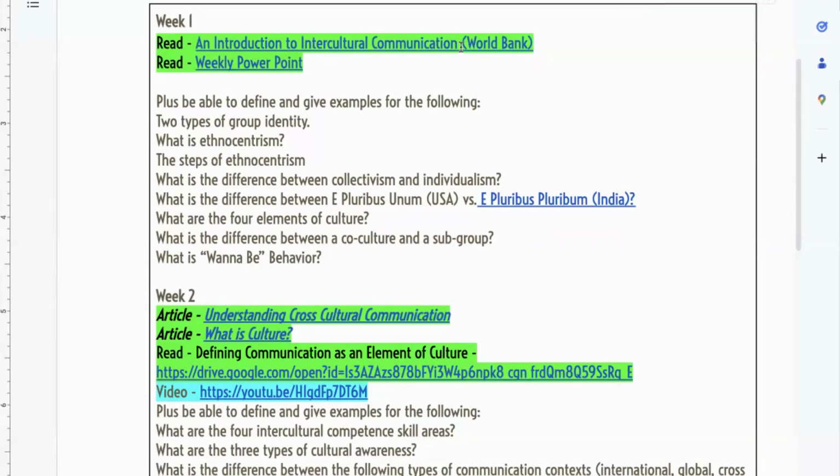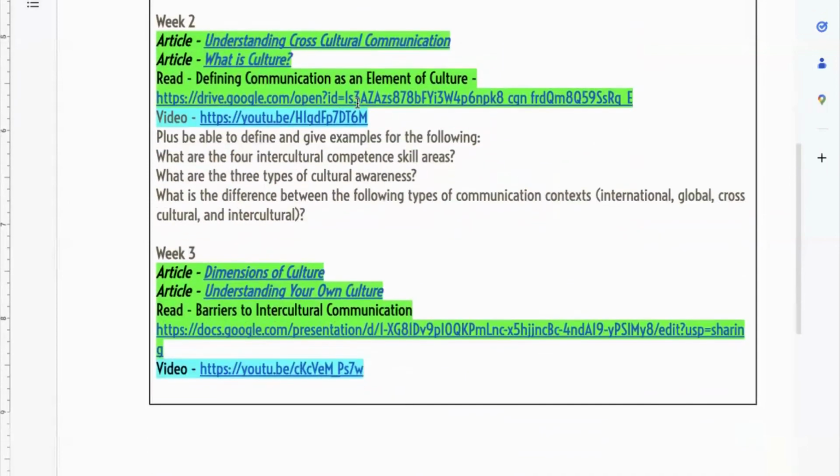Also know about the 4 elements of culture. They are on your PowerPoint. Be able to tell me the difference between a subculture, a co-culture, and a subgroup. So what is the difference between those? Be able to give examples as well. And also be able to tell me what wannabe behavior is, because we talked about that as well.